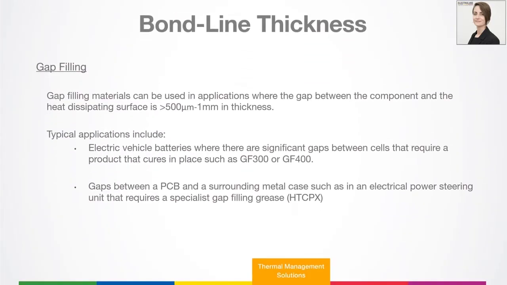So, still talking about bond line thickness, we have gap filling applications as well. We typically characterise these as where you're looking at around 500 microns up to say 1 millimetre in thickness of the heat dissipating material. Such applications can be electric vehicle batteries, where you have gaps between cells, or where you have a gap between a PCB and a surrounding metal case. In some of these applications, the metal case is used as the heat sink, and it may be formed to the shapes of the board, but it can't directly touch the circuit board. So you're still using an interface material between the two, but due to the size of the gap, it becomes gap filling rather than a standard interface application.